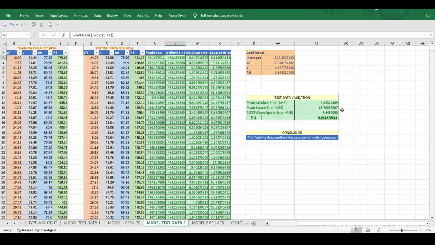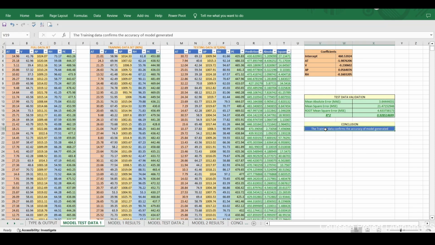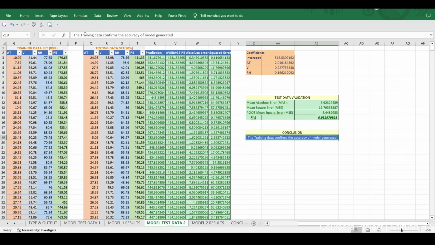It is able to explain the variations in the data set, which means the test data confirms the accuracy of the model generated. Correct me here also, it's not the training data, it's the test data that affirms the accuracy of the model generated. So I'll just make that small change. Yes. So the test data confirms the accuracy of the model generated.